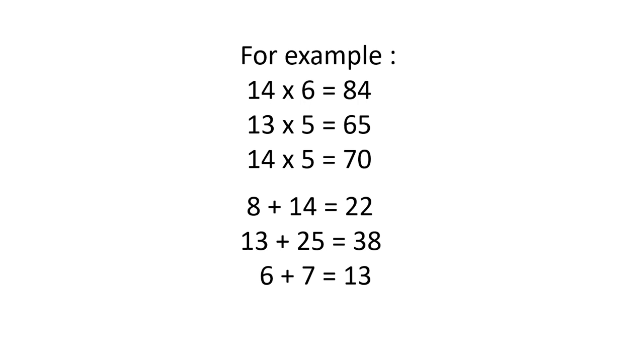Now 8 plus 14, both are even, so it gives an even number. Even plus even is equal to even number. 13 plus 25 is equal to 38. 13 is odd, 25 is odd, 38 is even. So odd plus odd is equal to even. 6 is even, 7 is odd, 13 is odd. So even plus odd is equal to odd number. So I suggest to students, you pick up some more numbers at random and please practice this to get a grasp on it.